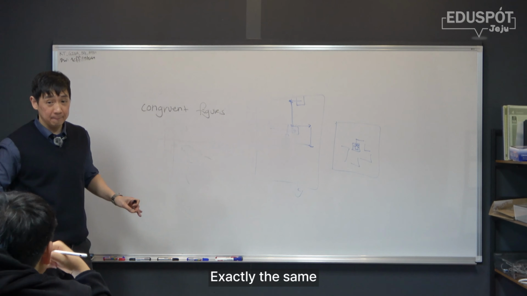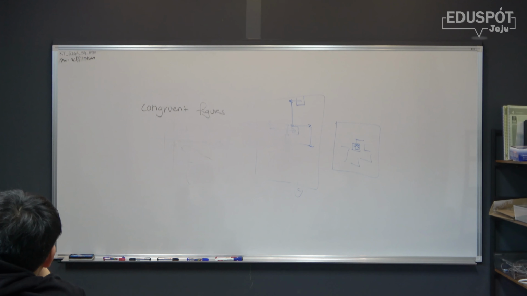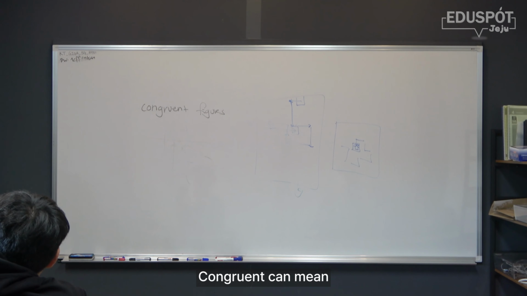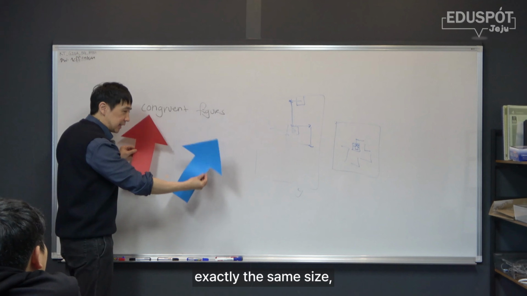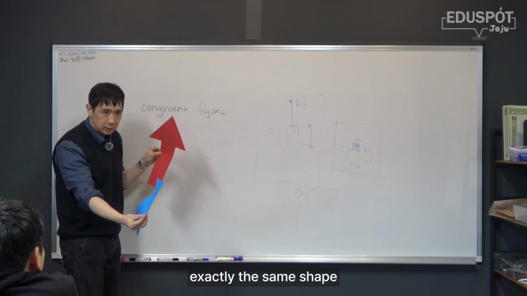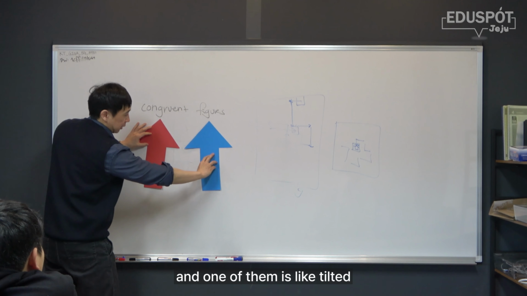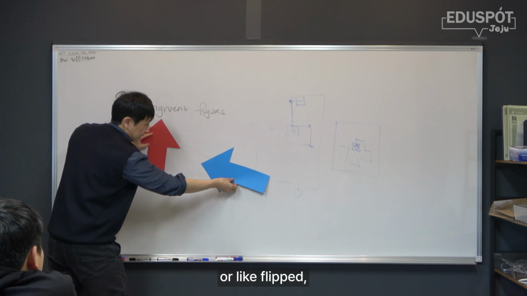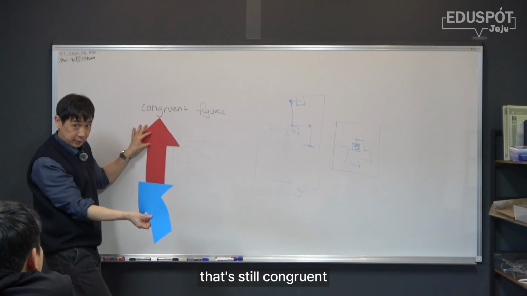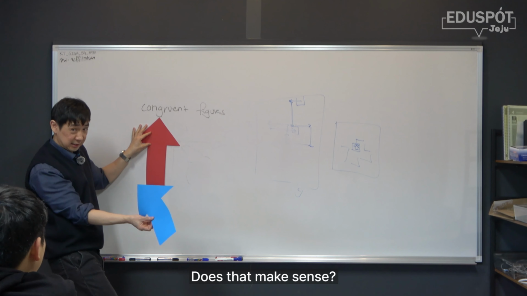Exactly the same. Now, congruent just means these two are exactly the same size, exactly the same shape. So if I have two shapes that are exactly the same and one of them is tilted or flipped, that's still congruent. Okay? So they're still identical. Does that make sense?